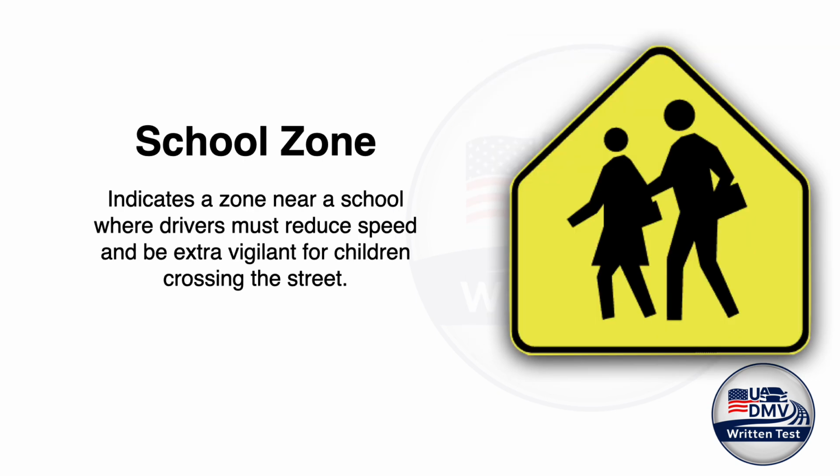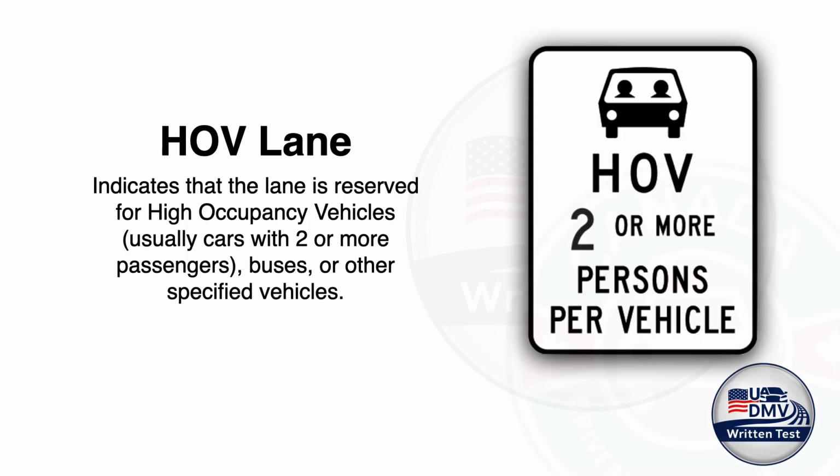School zone indicates a zone near a school where drivers must reduce speed and be extra vigilant for children crossing the street. HOV lane indicates that the lane is reserved for high-occupancy vehicles, usually cars with 2 or more passengers, buses, or other specified vehicles.